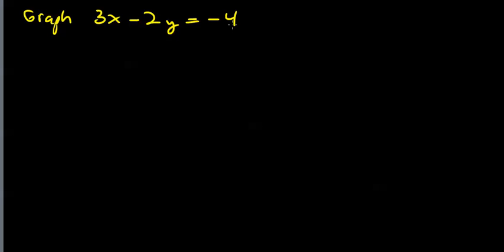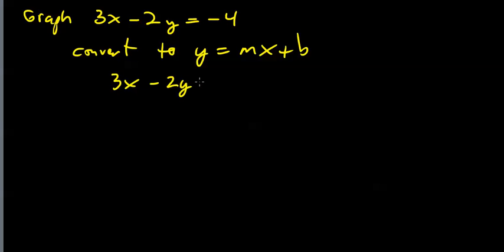I claim we can maybe make things a little easier if we convert to the format y equals mx plus b, because then we will know the slope, we will know the y-intercept, and we can use those two pieces of information to graph the line. Makes it a little easier, I think. Alright, so I'm going to start out with 3x minus 2y equals minus 4. I'm going to want to solve for y here. That's what you have to do to convert to slope-intercept form.